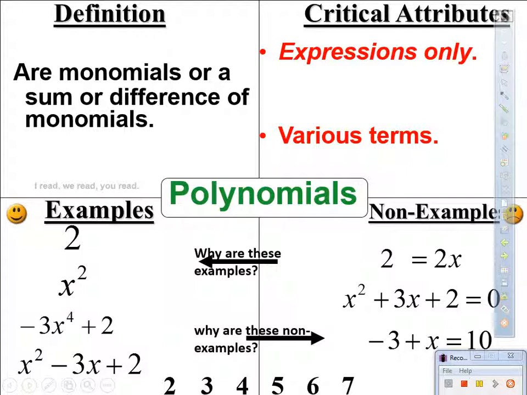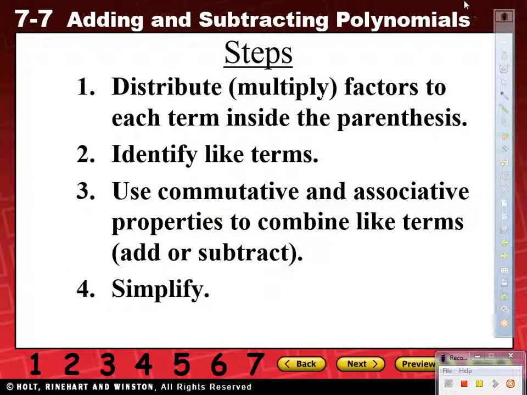So I have steps. Write these steps down. It's only 4 steps. Number 1, distribute, which means multiply factors to each term inside of the parentheses. Step 2, identify like terms. Step 3, use commutative and associative properties to combine like terms, which means add or subtract. And step 4, simplify. You're going to start noticing that we already did most of these at the beginning of the year, just with numbers. When we did addition and subtraction of real numbers, we used these same steps pretty much.